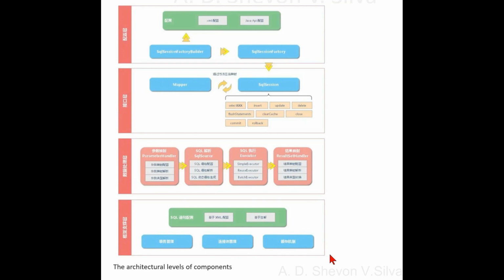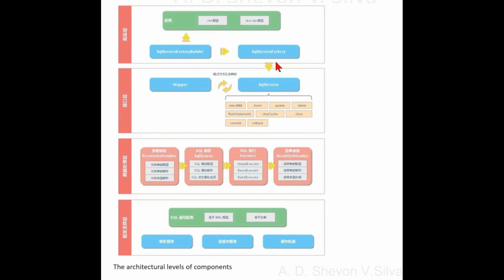SQL statement configuration supports two ways: XML configuration and annotation configuration. Four, cache mechanism. MyBatis adopts a two-level cache structure. Level 1 cache is the session level 1 cache, also called local cache. And L2 cache is the application level cache. The user configures cache enabled equal true to enable the L2 cache.